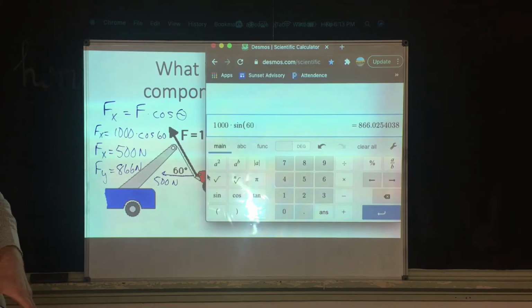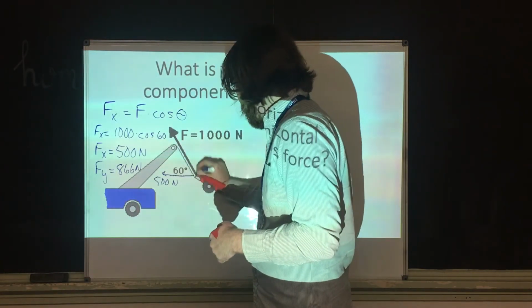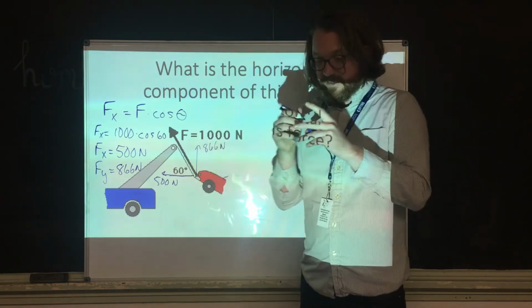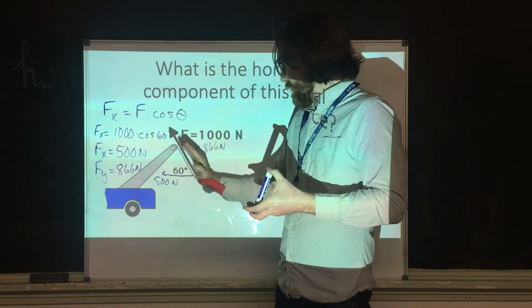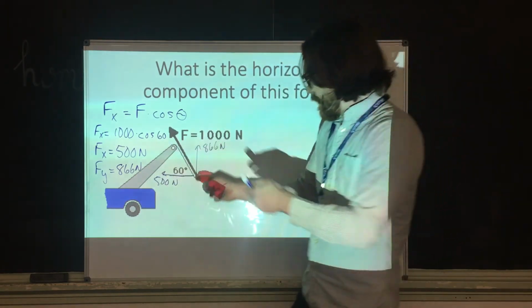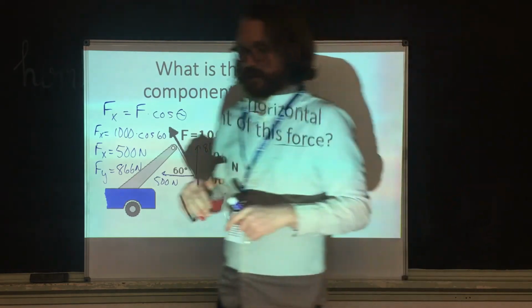And voila. Now I know that I have 500 newtons going to the left, 866 newtons going up. It makes sense. This angle is more than 45 degrees, so I'm going to have more force going up than I am going over. And now you can easily add and subtract this to the gravity or the applied force, and it makes it much easier.